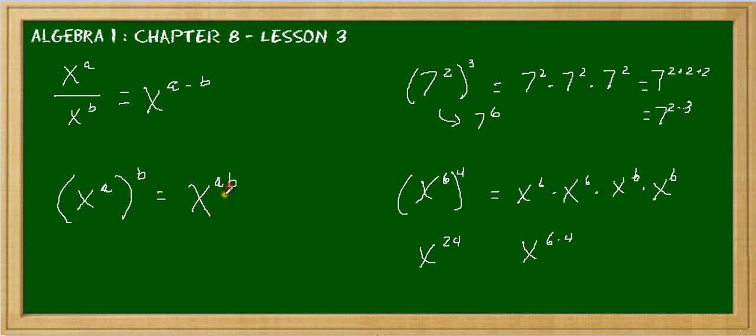Okay, we know we can put two variables together. It means they're multiplied. So x to the a raised to the b is equal to x to the a times b, or ab power. Okay, so that concludes lesson number 3.